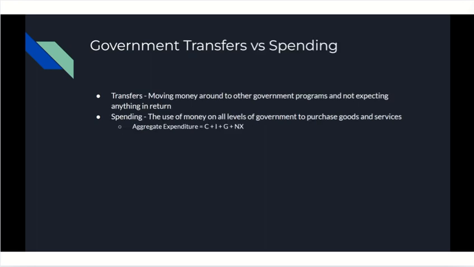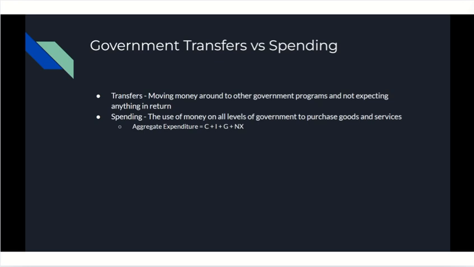And last, we're going to be going over government transfers versus government spending. Transfers are when they move money around to other government programs and they aren't expecting anything in return, such as a stimulus check that happened for the CARES Act over COVID, or they fund education and public transportation. They put money into these things, but they're not expecting revenue, a good, or a service in return.